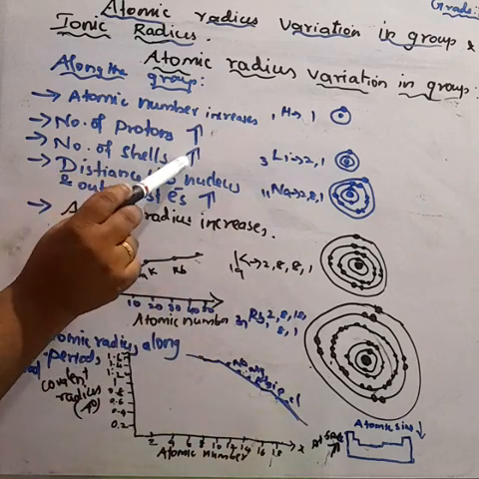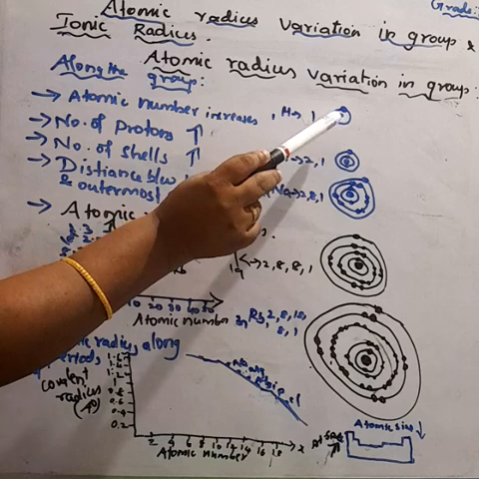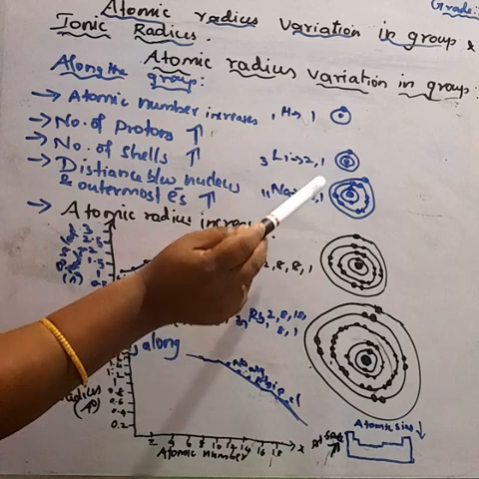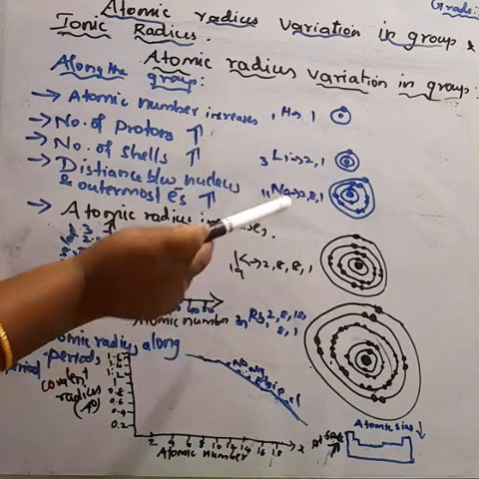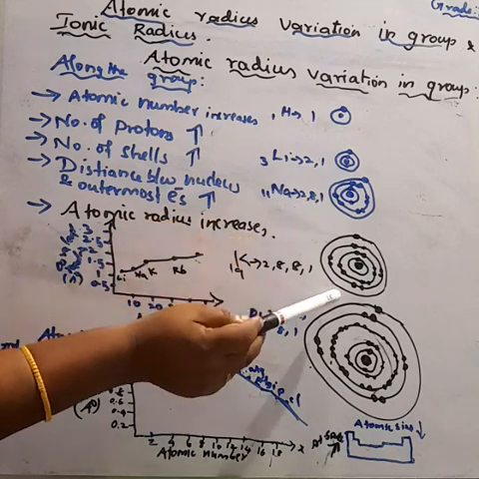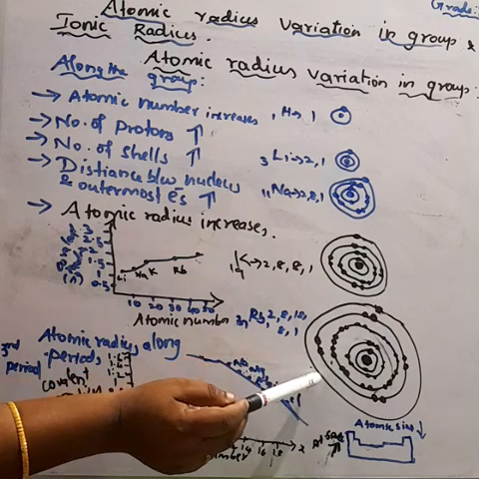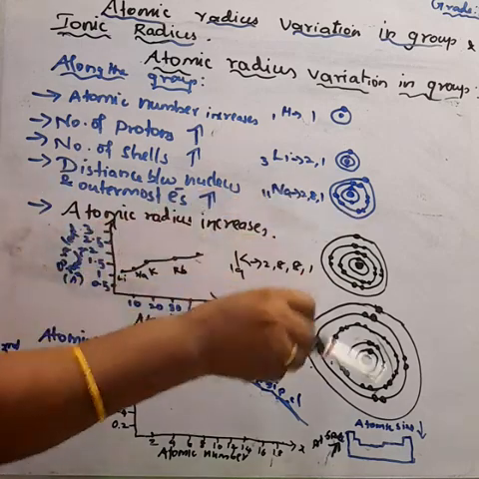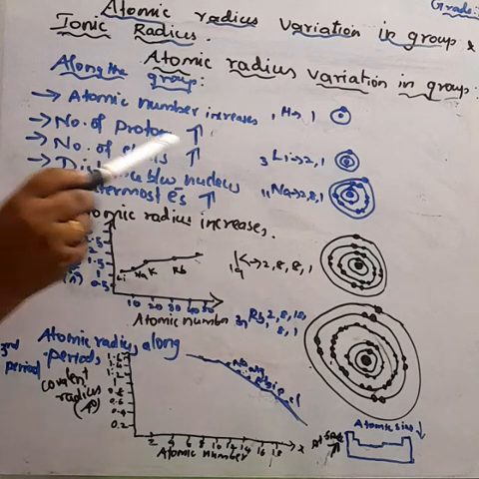When we are moving from top to bottom, the number of shells also increases. For the hydrogen atom, this is the nucleus, only one shell. For the lithium atom, two shells: first shell 2 electrons, second shell 1 electron. For the sodium atom, how many? 3 shells. For the potassium atom, totally 4 shells. Rubidium, 5 shells. So when we are moving from top to bottom, the number of shells also increases. Here atomic number increases, number of protons increases, nuclear charge increases, but number of shells also increases.